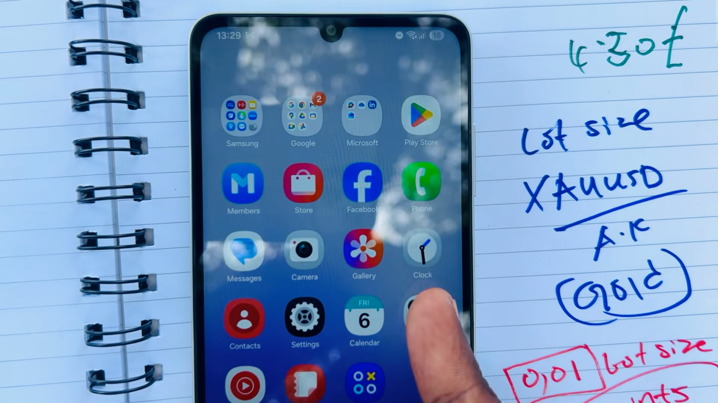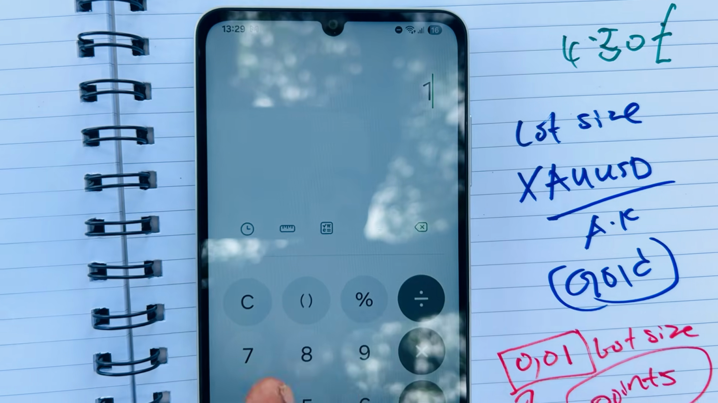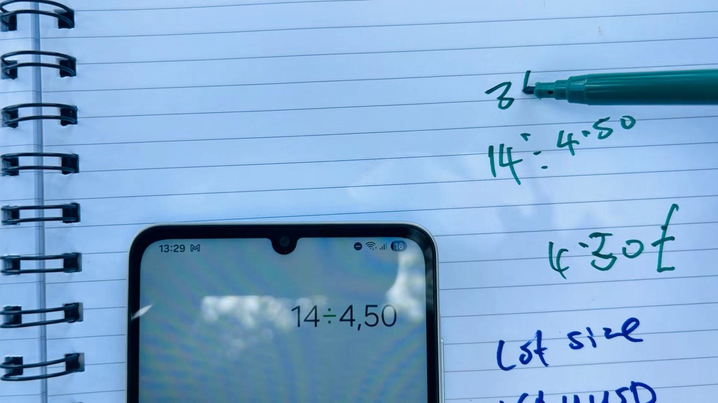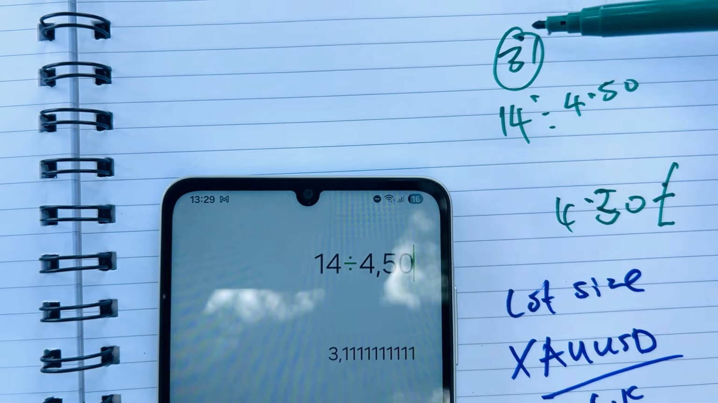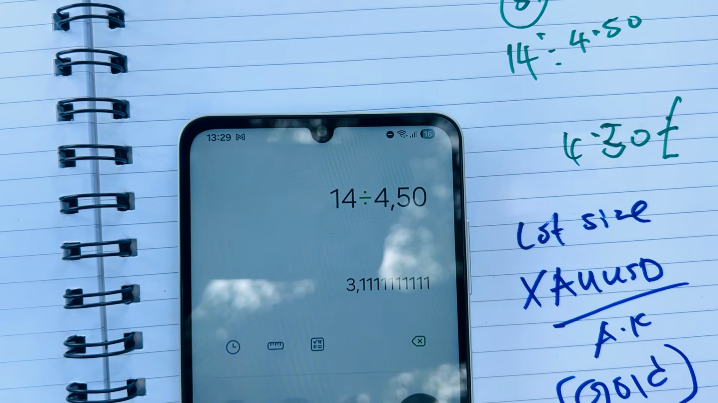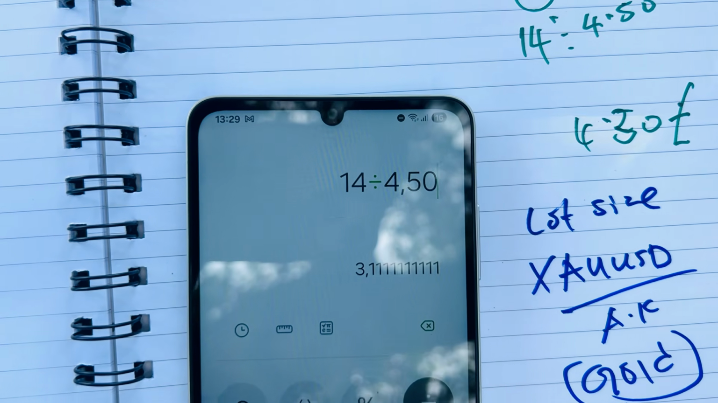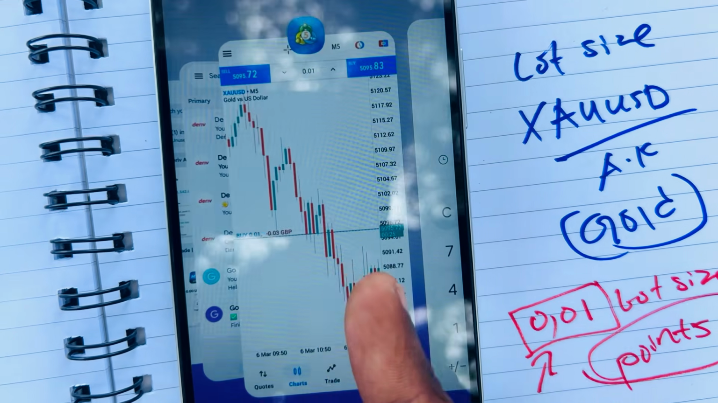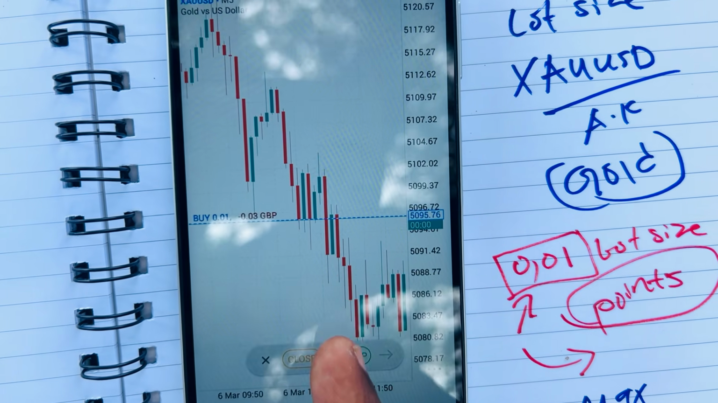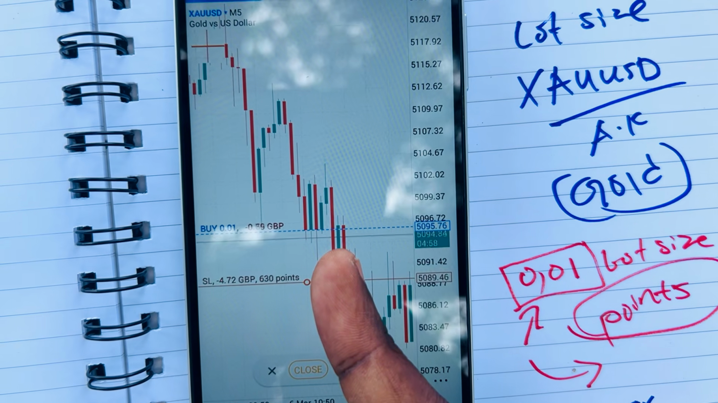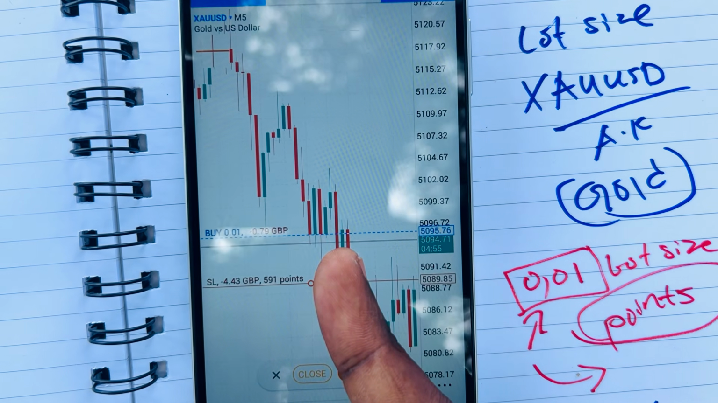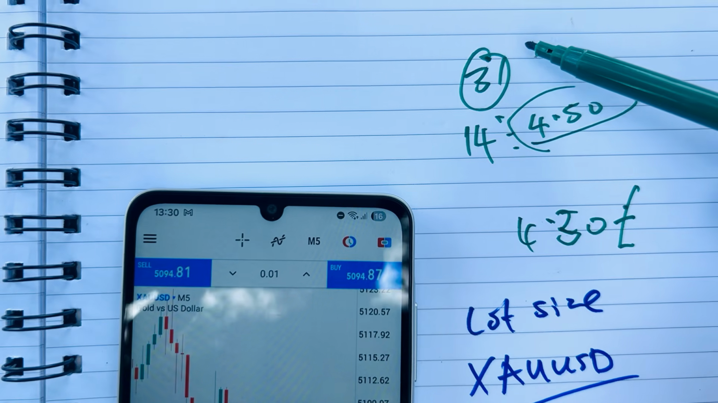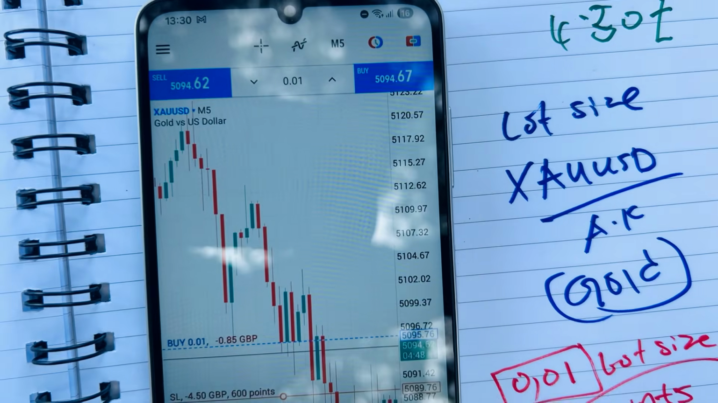So let's do that together. If you say 14 divided by 4.50, you will get 3, which means you will trade 3 times, if you're applying the stop loss that I just showed you right now, the 300. But if you're applying the maximum stop loss, let's tap here, tap SL, which is 600, here 4.50, this is the maximum stop loss. You will have only 3 chances to trade.